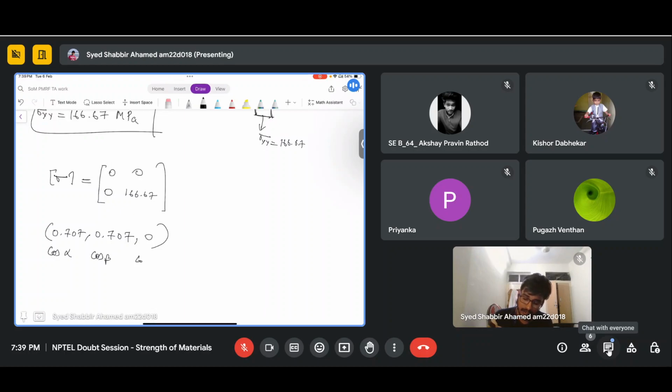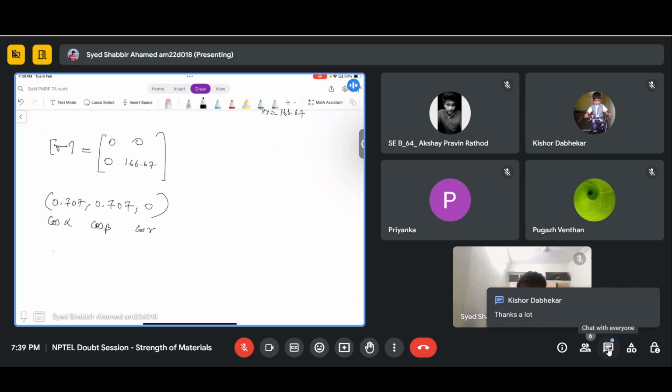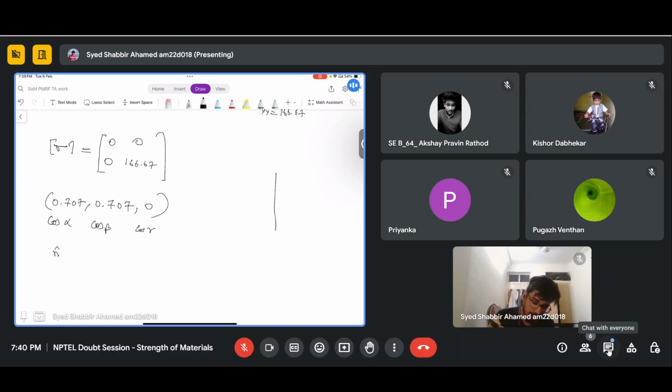So these are the direction cosines which are given, and this is the bar, and he's saying that there is a plane which has direction cosines like this, and if we have the direction cosines, I can get the normal of this plane. So the normal of this plane can be written as 0.707 i plus 0.707 j cap.